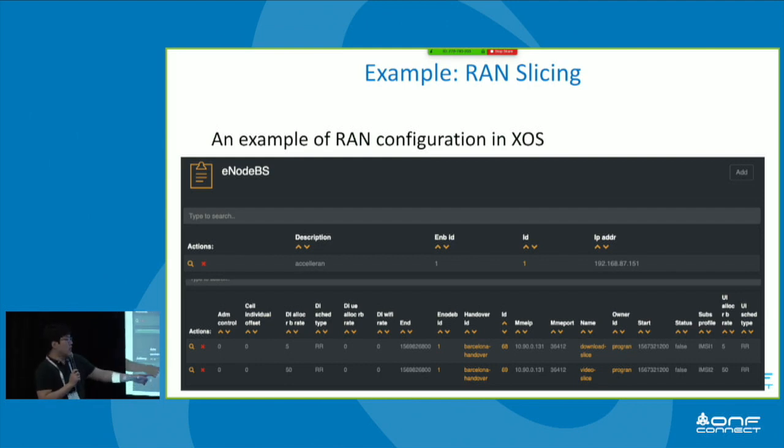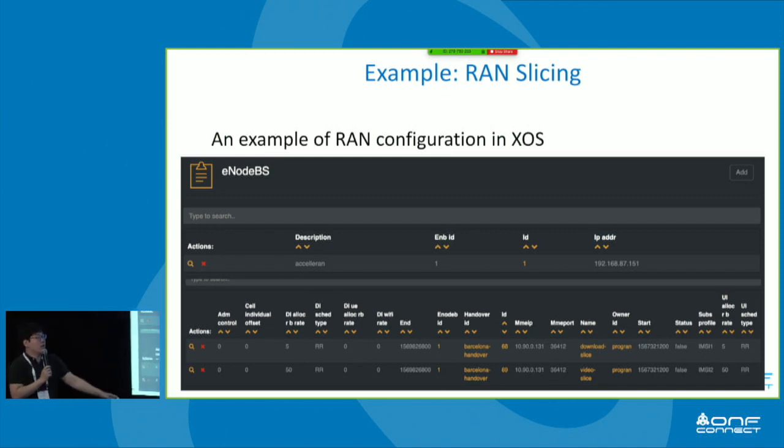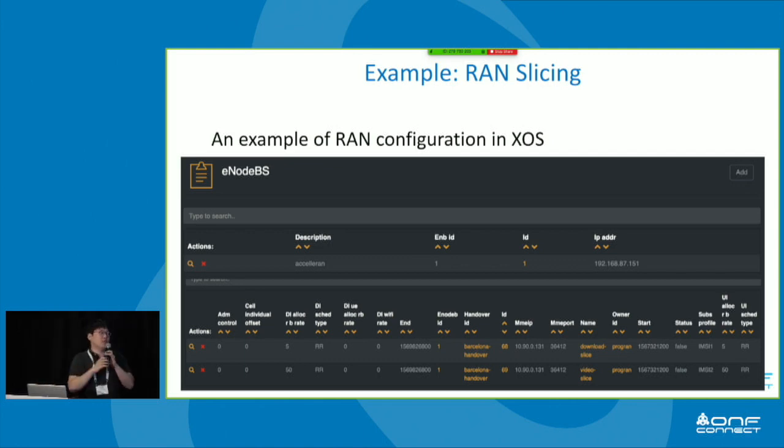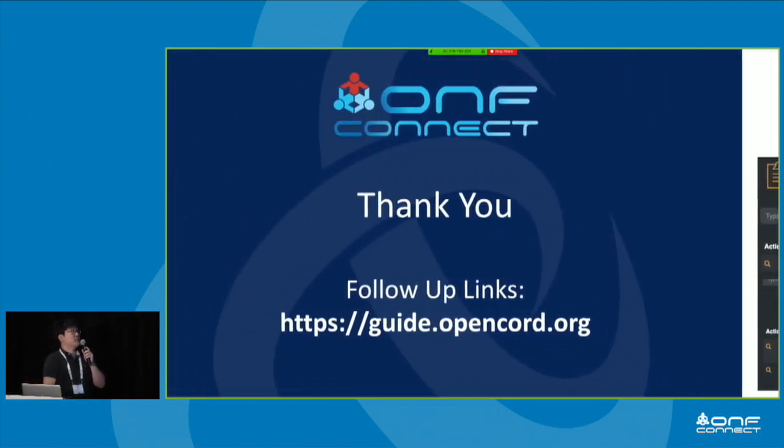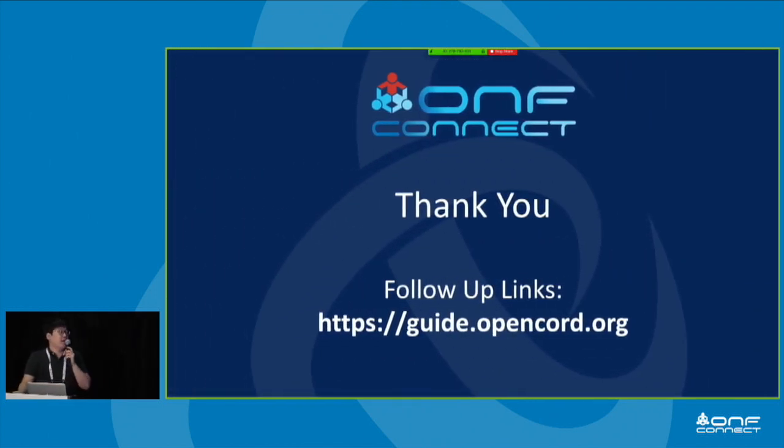So for the download slice, we allocated 5% resource blocks to the IMSI1 UE, and this slice is also using a round robin scheduling algorithm. And likewise, the video slice has 50% resource blocks for the IMSI2 UE, and also uses a round robin scheduling algorithm. We can define it like this with Tosca files, or you can change it in this UI. Then the synchronizer will pass these values to the ONOS controller, and the ONOS controller will change the eNodeB.